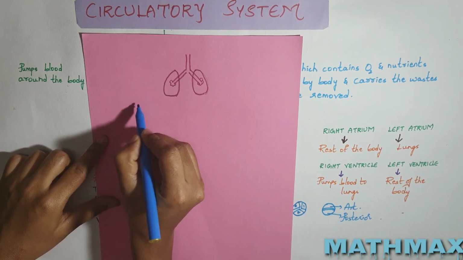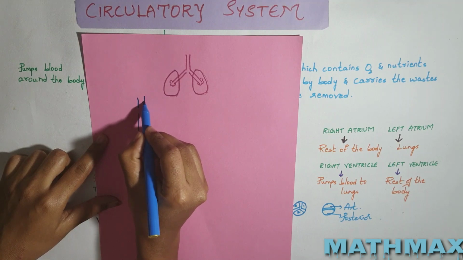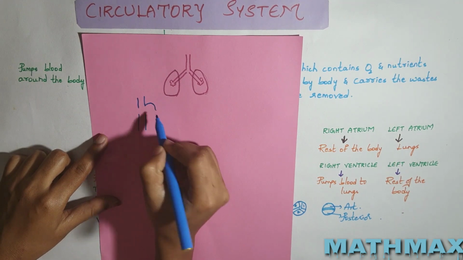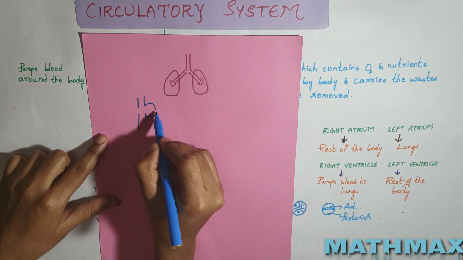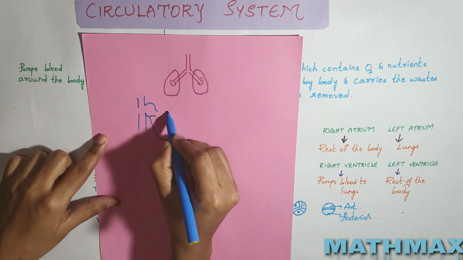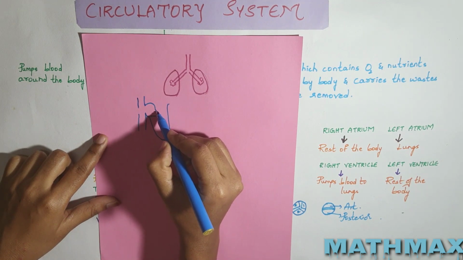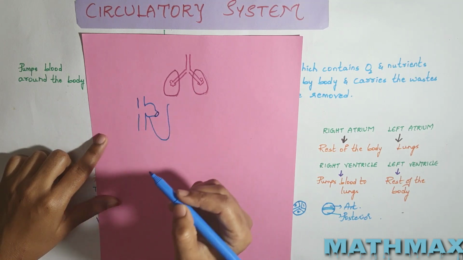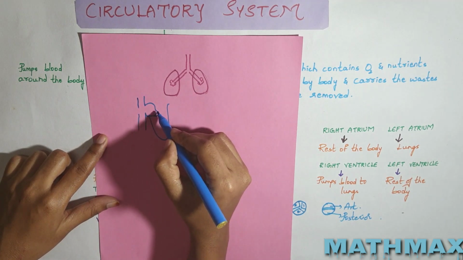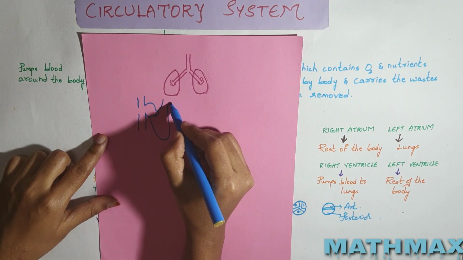Let us consider this as the superior vena cava, inferior vena cava, this as the right atrium, right ventricle. The valve present in between the right atrium and right ventricle is the tricuspid valve. From the right ventricle, the pulmonary artery arises.